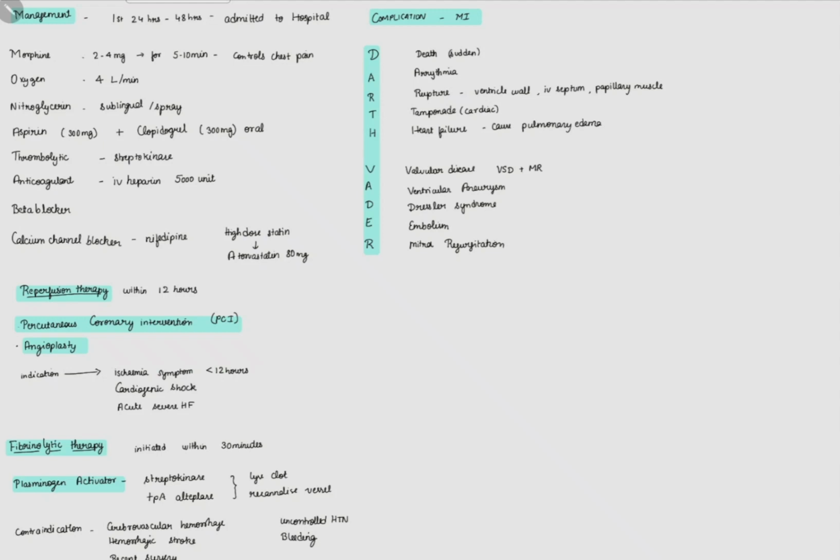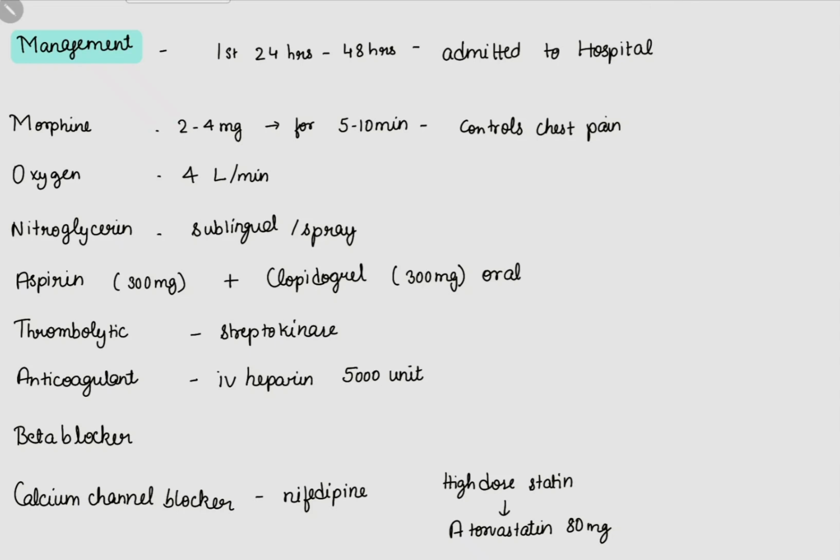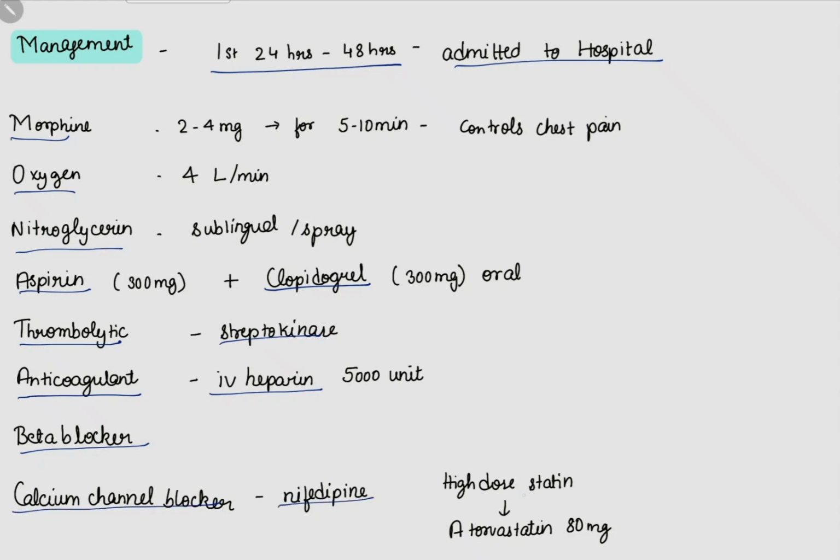Next, we have management of myocardial infarction and complications of myocardial infarction. Under management of MI, in the first 24 to 48 hours, admit the patient to the hospital. These are the key drugs which you need to remember: morphine, oxygen, nitroglycerin, aspirin, clopidogrel, thrombolytics such as streptokinase, anticoagulants, IV heparin, beta blocker, calcium channel blocker, nifedipine, statins, atorvastatin.